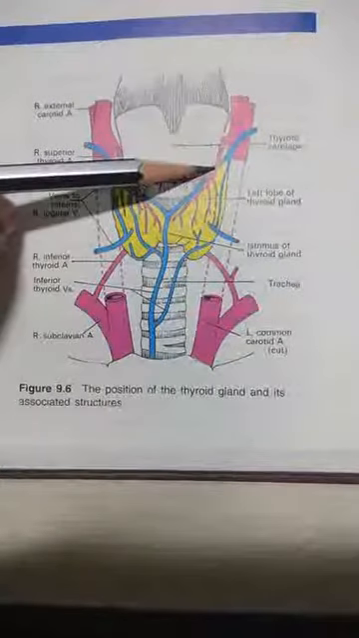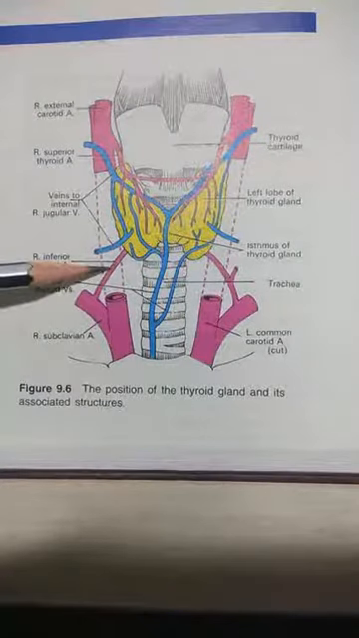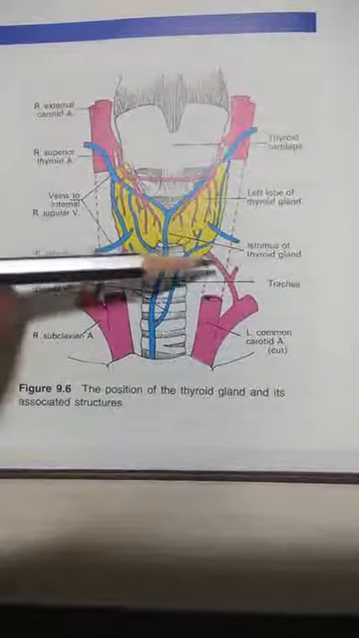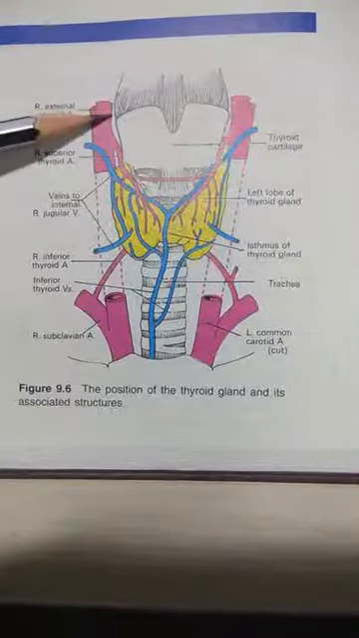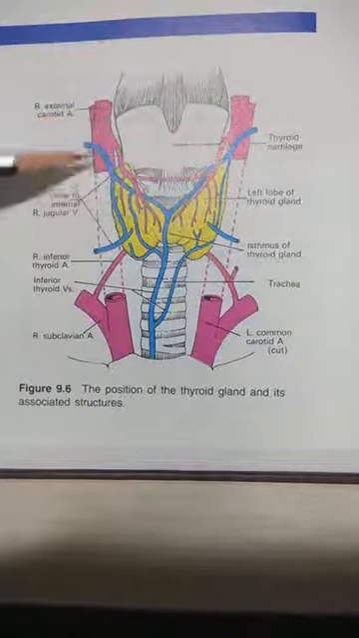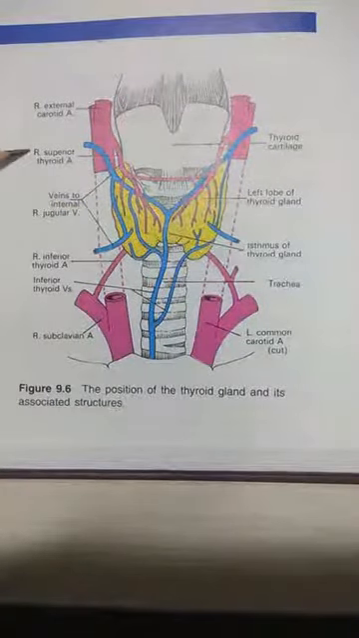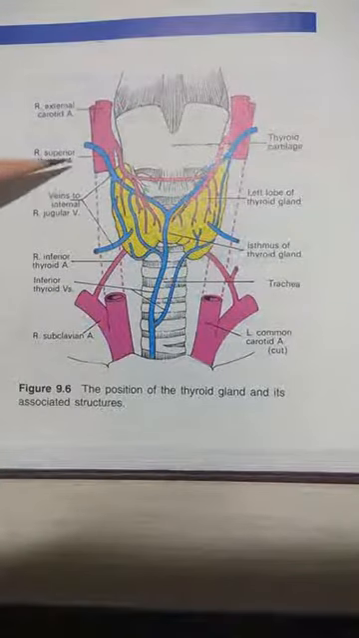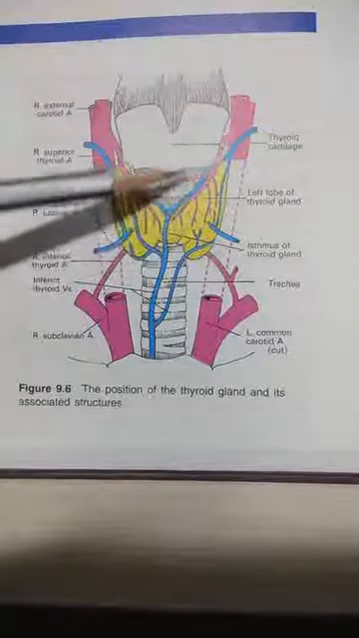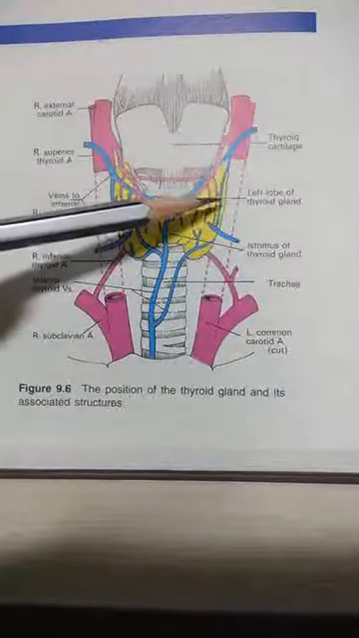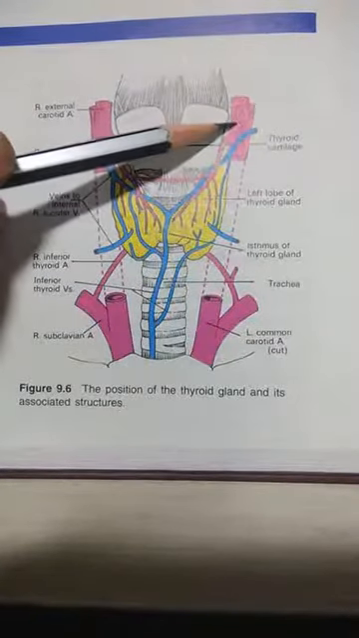These are the superior thyroid arteries. And to the inferior part of the gland, the blood is supplied by the inferior thyroid arteries. These are the inferior thyroid arteries. The superior thyroid artery is a branch of the external carotid artery. The right superior part of the thyroid gland is supplied by the right superior thyroid artery, which is a branch of the right external carotid artery. Similarly, the left superior part is supplied by the left superior thyroid artery, which is a branch of the left external carotid artery.